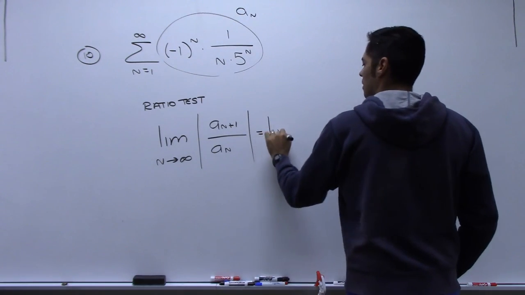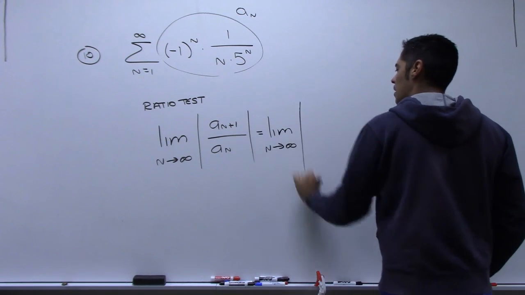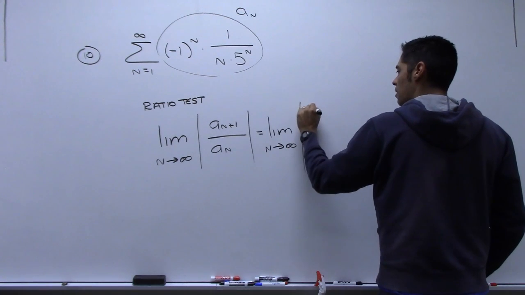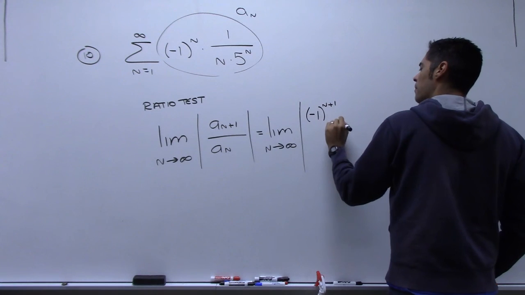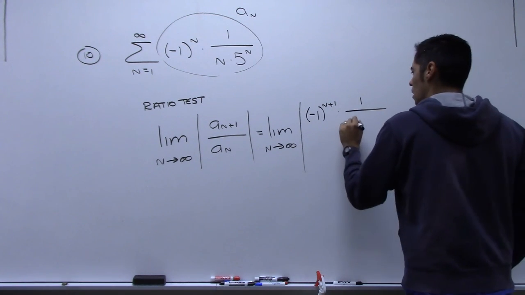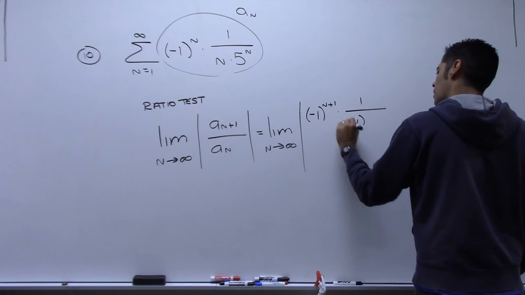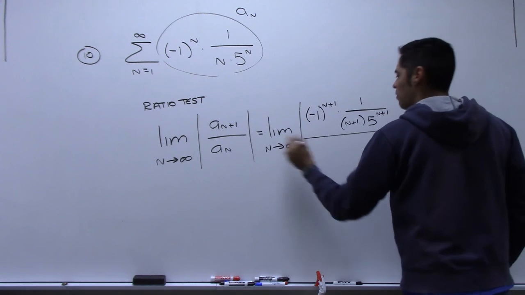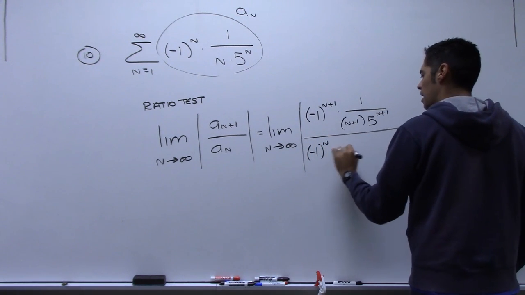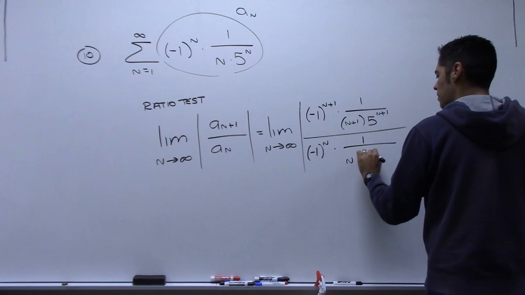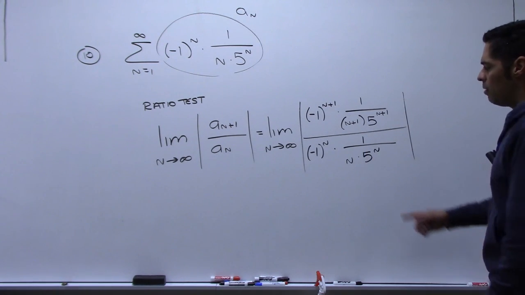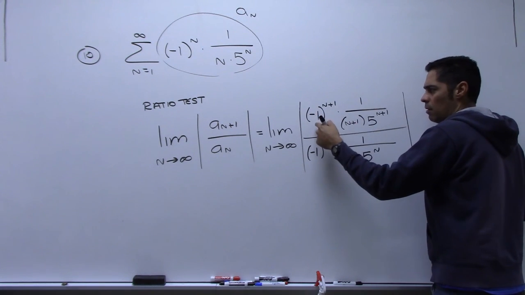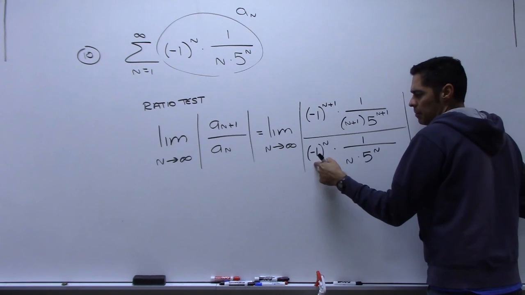So this is the limit as n goes to infinity of, now I plug n plus 1 into all the n's. So negative 1 to the n plus 1 times 1 over n plus 1, 5 to the n plus 1, over, now a sub n, which is just negative 1 to the n times 1 over n times 5 to the n. Now, when I take the absolute value of this, the absolute value of negative 1 to any power, that's going to be a 1 no matter what.